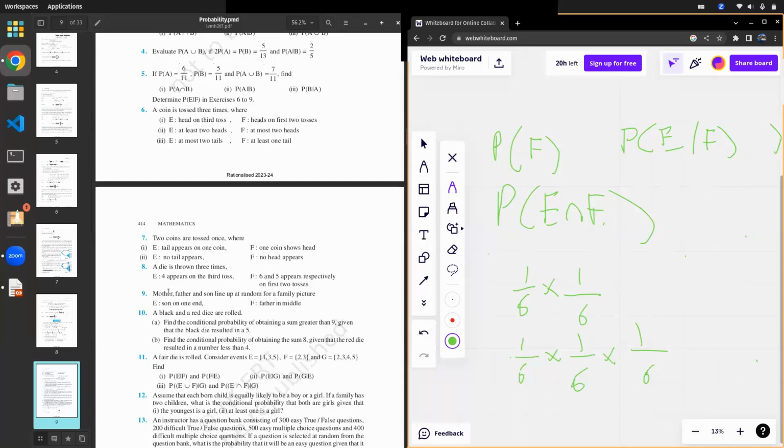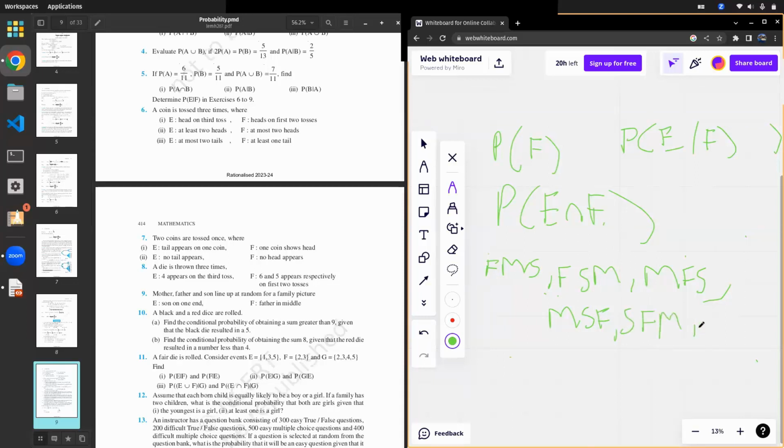The next question. Mother, father and son line up in a random order for a family picture. So first we will write the possible sample space, so that the son, father and mother are in the line. It can be father, mother, son; father, son, mother; mother, father, son; or mother, son, father; or son, father, mother; or son, mother, father. These are the possible sequences such that all of the three are standing in the line.